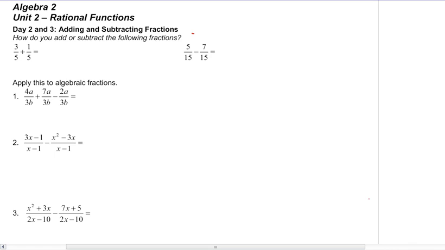Okay, well, today we're going to be talking about adding and subtracting fractions. Now, before you start complaining or thinking, oh man, this is so hard, this will be a very simple version, okay? So it shouldn't be too difficult. It'll be very similar to what we've been doing before. Okay, so go ahead and look at your notes handout and try to find the part that says day 2 and 3, adding and subtracting fractions, and then later it's going to be about adding and subtracting rational functions.